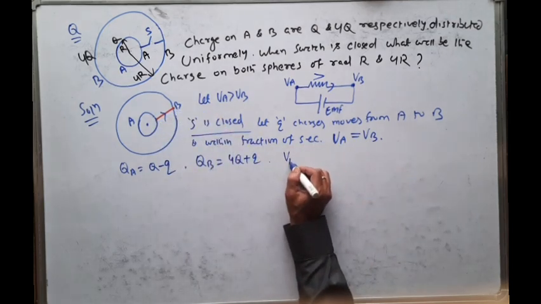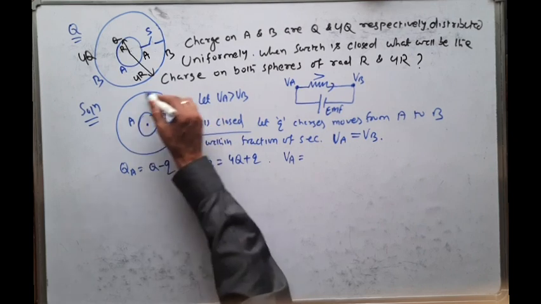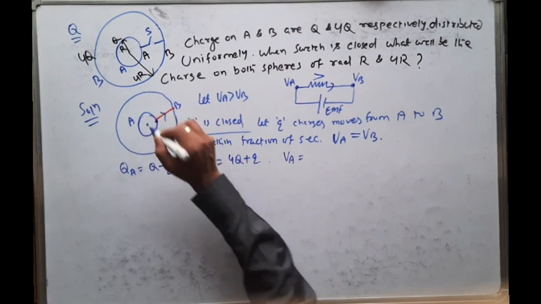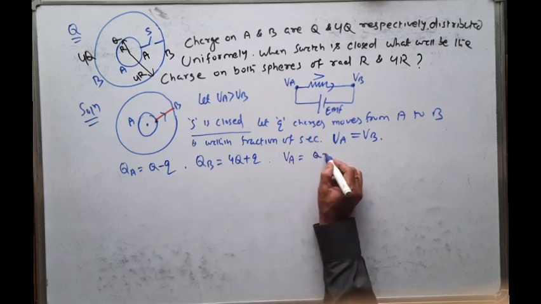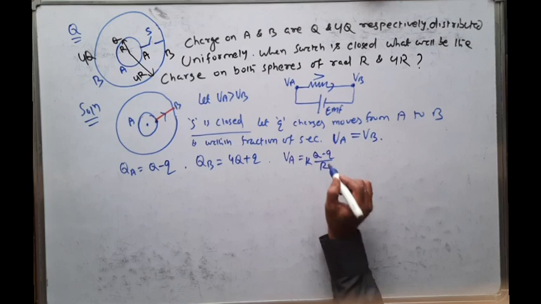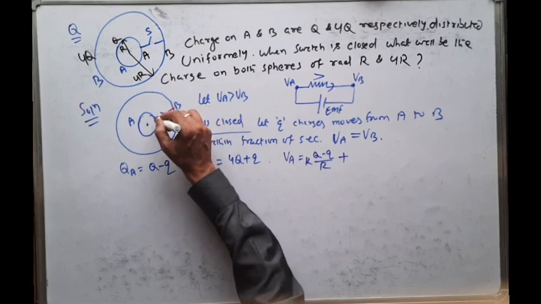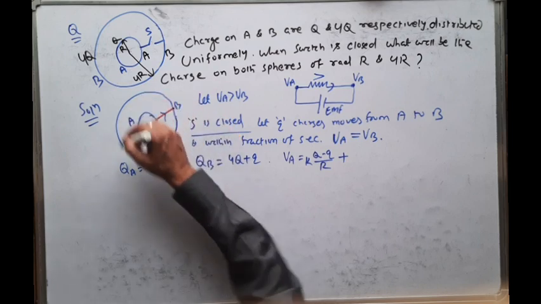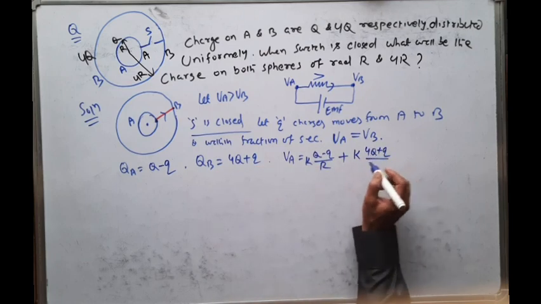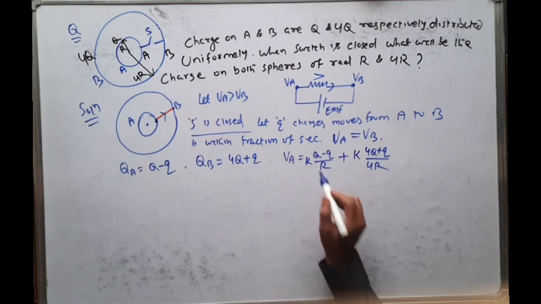Now we will find the potential at point A. At this point, potential is due to the A charged sphere and due to the B charged sphere, and this point is the surface point of the A sphere. The potential due to A's charge is K into (Q minus q) divided by its radius, for the inner sphere the radius is R. Plus, this point is an internal point for the outer sphere, and for an internal point the potential is the same as on the surface. So the potential due to B is K into (4Q plus q) divided by 4R. So this is the potential at A.